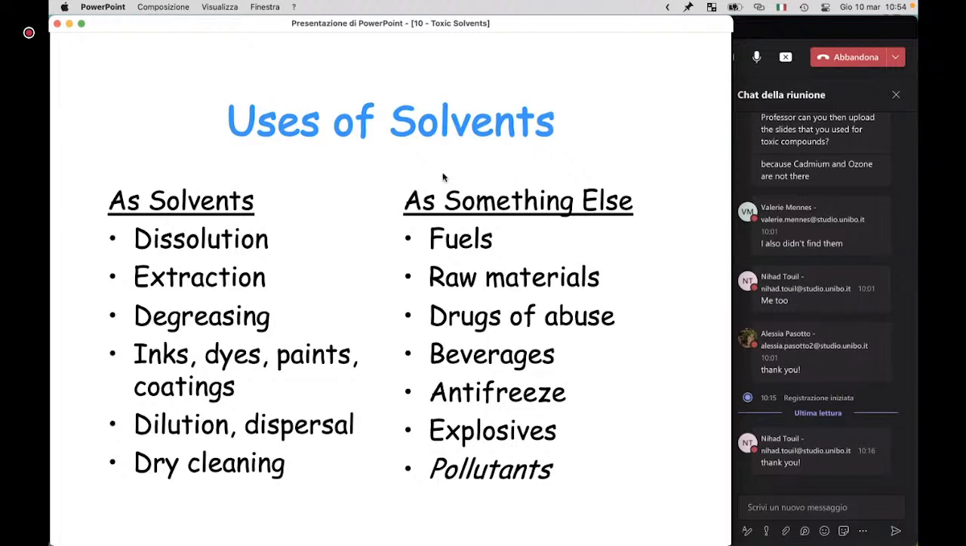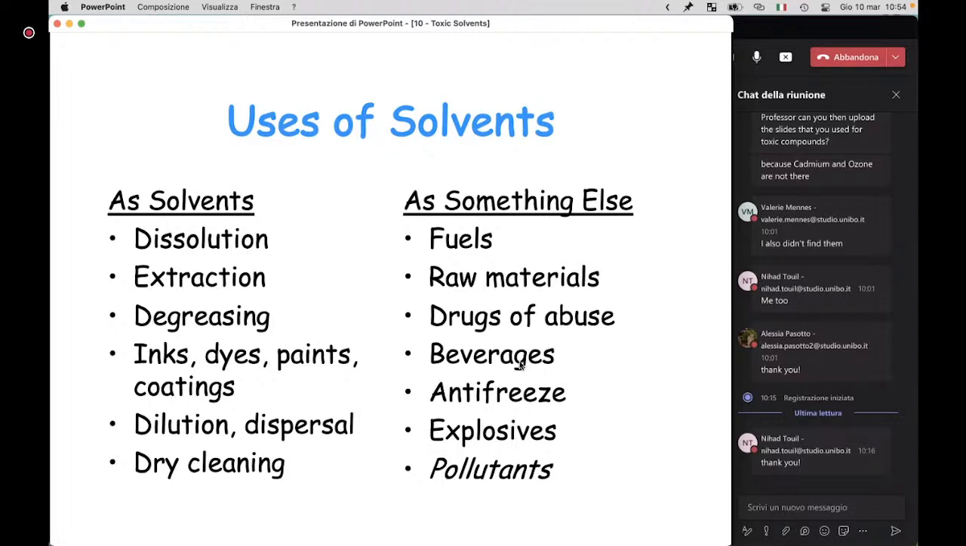But solvents are also used not for their solvent properties, but in other ways: as fuels, so they are burned as fuels, and as raw materials to produce other chemicals. They can be used as drugs of abuse, as beverage. You may think that it is strange to use an organic solvent as beverage, but if you have ever drunk wine, beer, and so on, all alcoholic beverages contain a specific organic solvent, which is ethanol, okay? Ethyl alcohol.